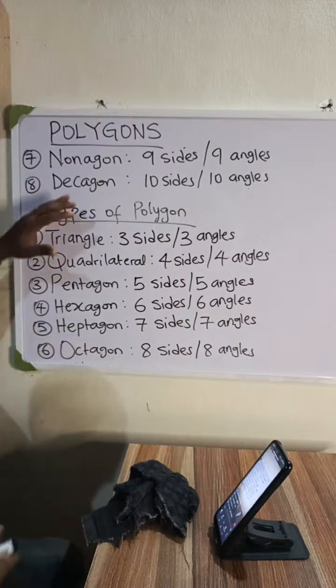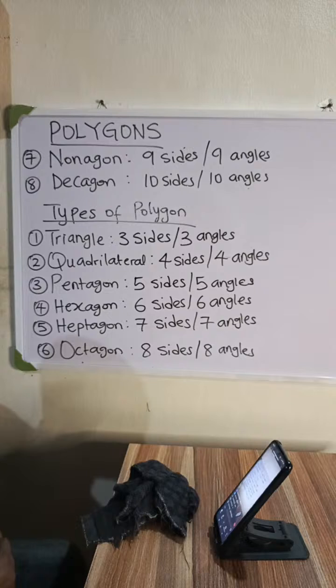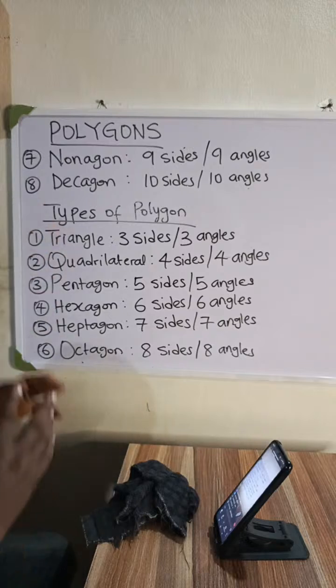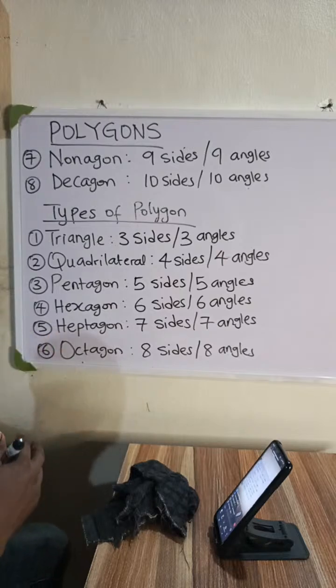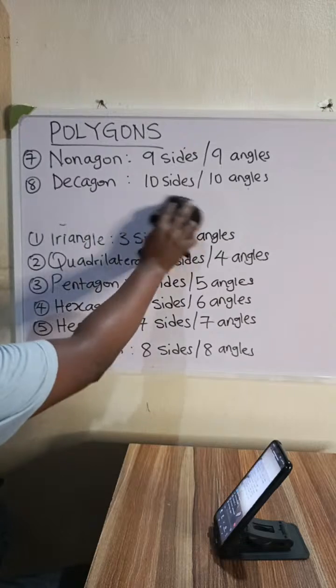Okay, so these are the different types of polygons. Now we want to look at the sum of angles in a polygon. Okay, nice to know that. So we want to look at the sum of angles in a polygon.